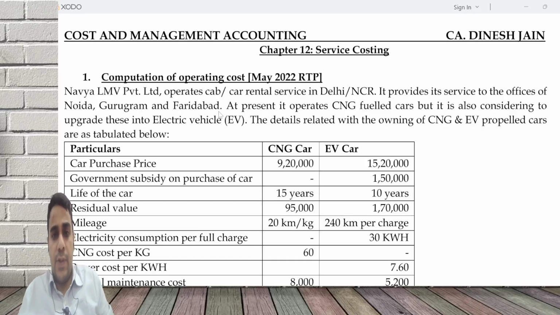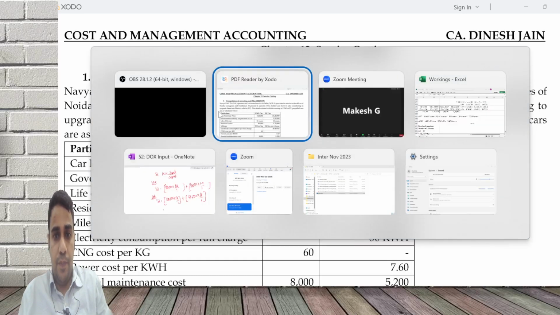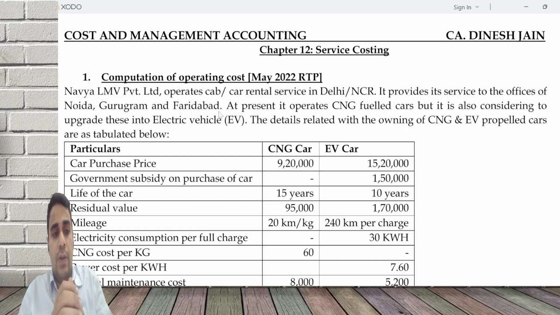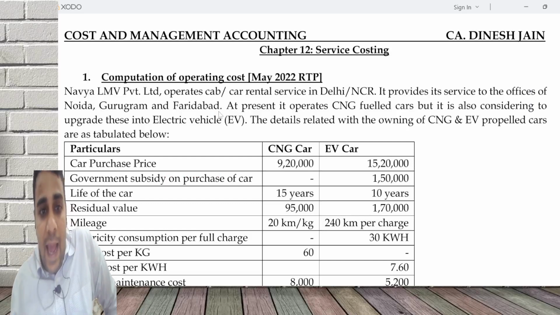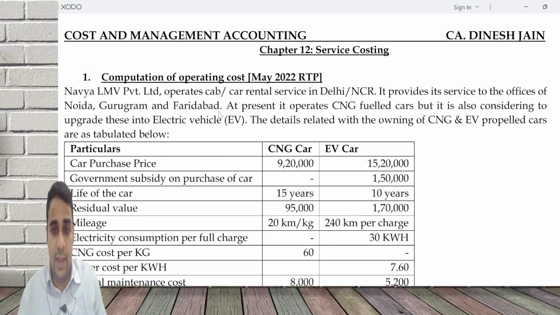Let's now proceed to service costing, which is your chapter 12 additional questions. So let's come to question 1. Navya LMV Private Limited operates cab/car rental service in Delhi NCR. It provides a service to the offices of Noida, Gurugram, and Faridabad. At present, it is working with CNG fueled cars, but it is considering to upgrade into electric vehicle.